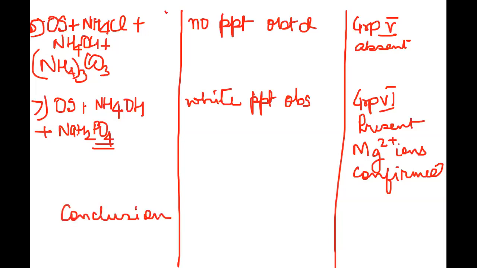You don't write the name of the salt completely. You will just write that the cation present is, or the cation detected or identified, and the anion identified. This is how you are supposed to write the answer. This is the conclusion, the last part of the salt analysis.